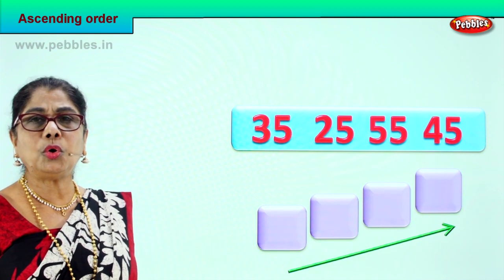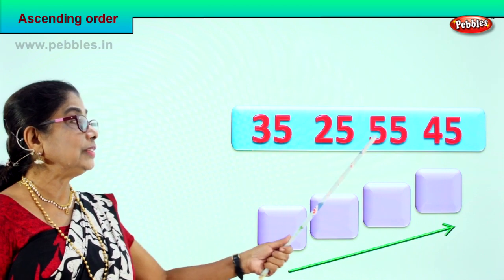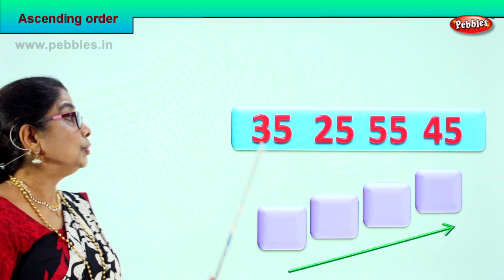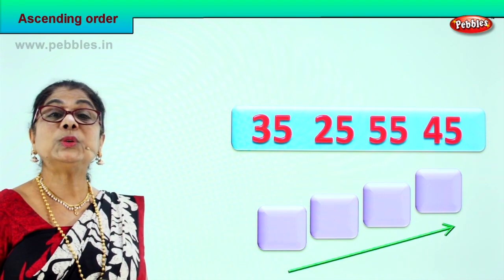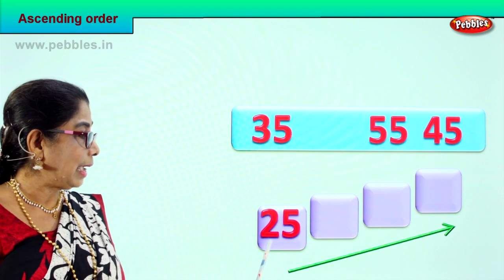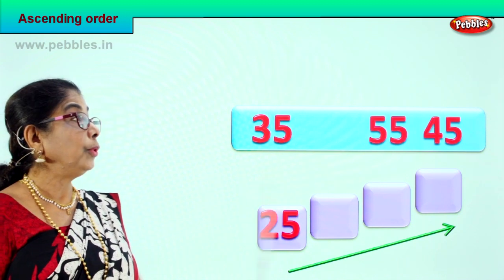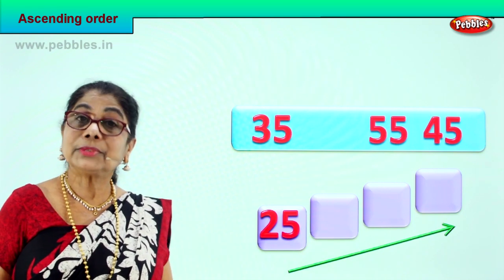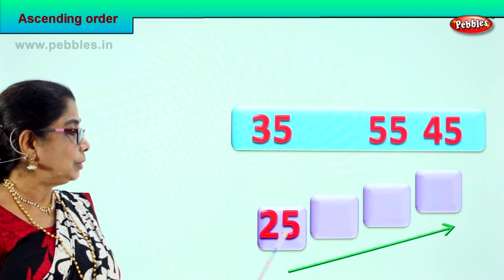So let's look at all the tens places. 3 tens, 2 tens, 5 tens, 4 tens. Which is the smallest tens? 2 tens. 2 tens, 5 ones. That's the smallest. So that we take and put it here. We are doing ascending order, putting all these numbers into proper order, smallest to the biggest. So we put the 2 tens here.